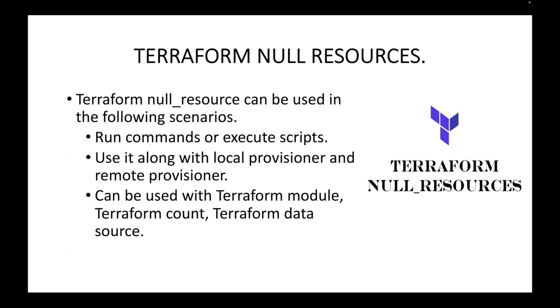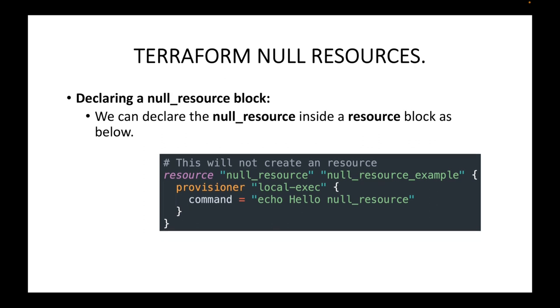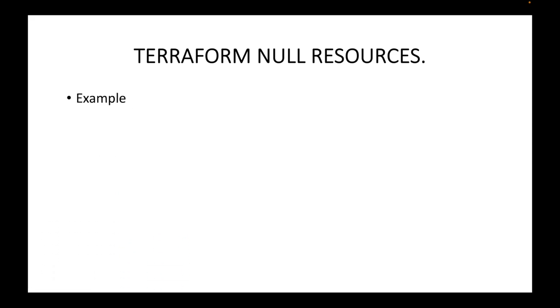You can also use this with your Terraform module, Terraform count, Terraform data source, and also with your output blocks. So how do you declare this? You make use of your resource block and make sure that you're using the resource type as null resource, and then within that you can define your provisioner and what exactly you want to do. Let me show you an example for this.